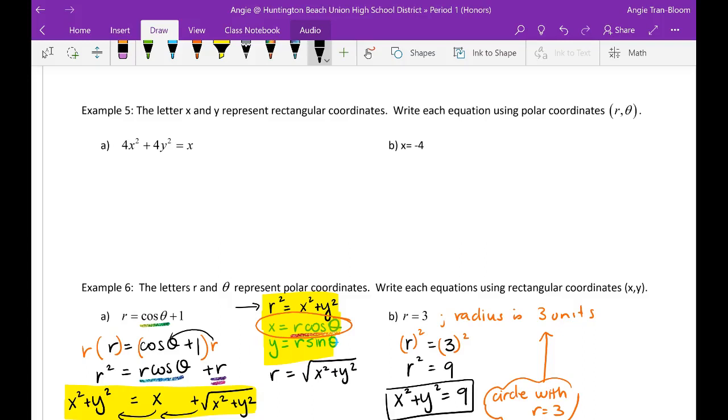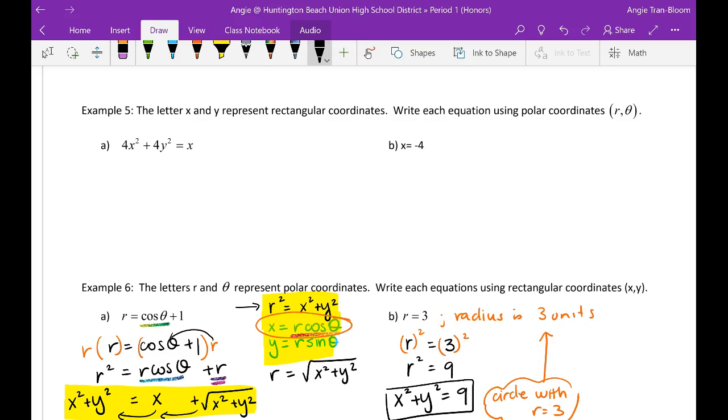Hello class, this is for section 9.1, example 5. Directions: the letters x and y represent rectangular coordinates. Write each equation using polar coordinates, which are represented using the letters r and theta.